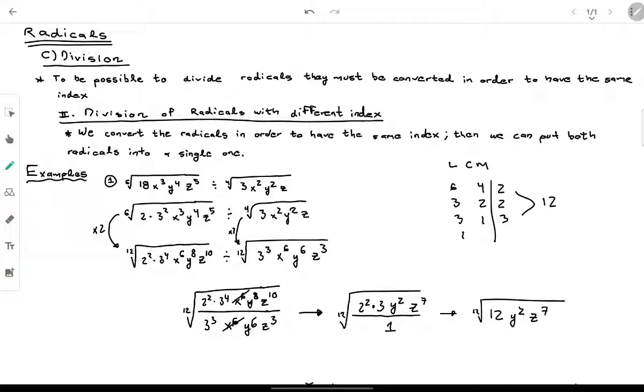Of course, we cannot take anything out from the root because we would need a power of 12. All of my powers are smaller than 12. So this is going to be the final answer.